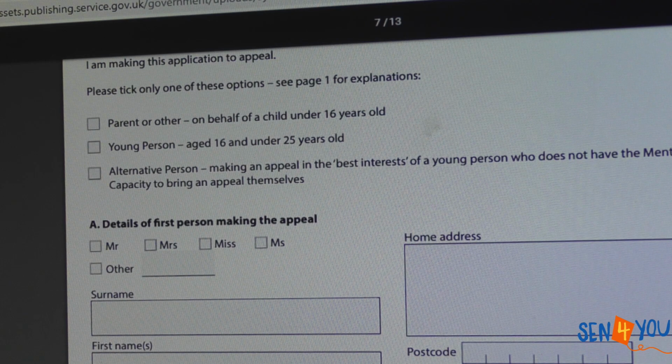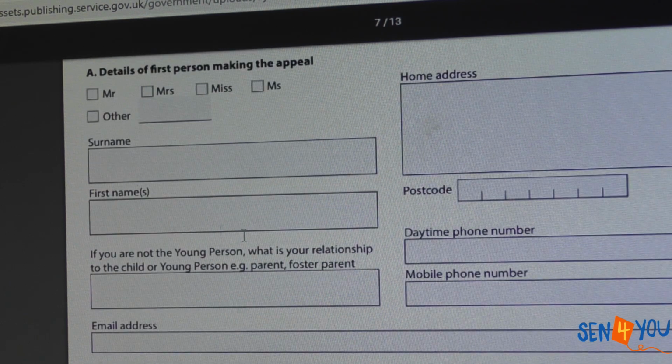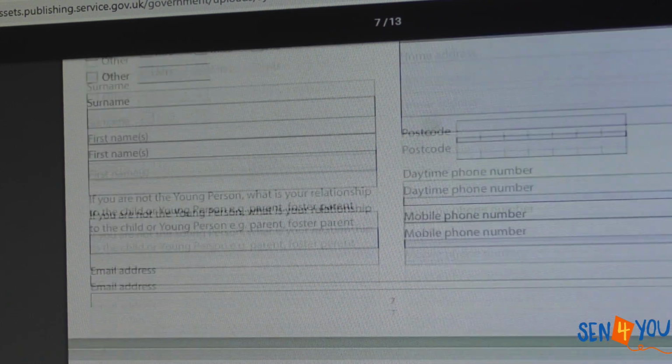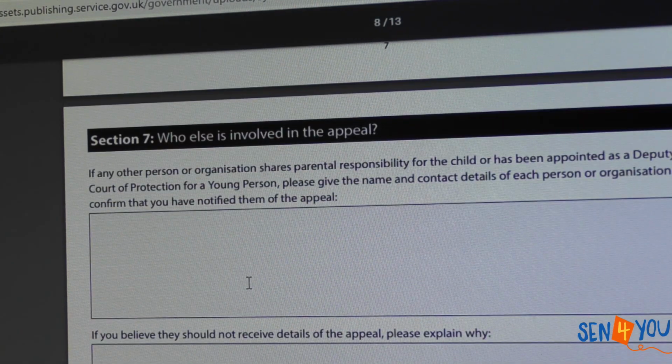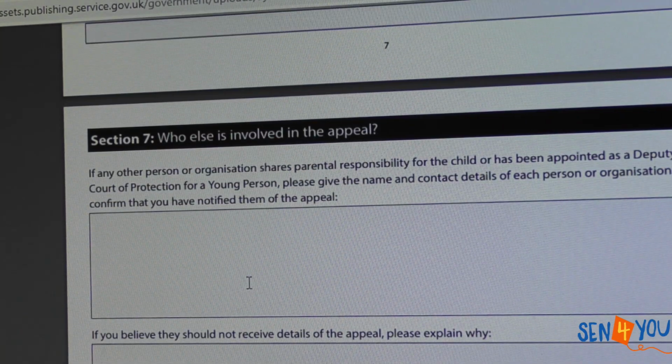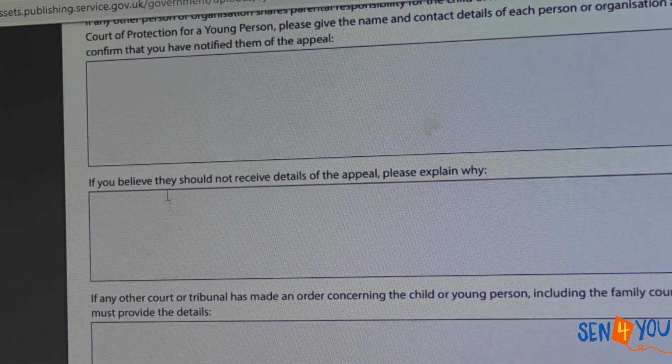You then set out the details of those that are bringing the appeal. If there are other people who are involved in the appeal, that's where you complete Section 7. So maybe you've got a deputyship order in respect of a young person. Perhaps you've separated from your partner and your partner needs to be included because they have parental responsibility. You'd put those details in these boxes here.